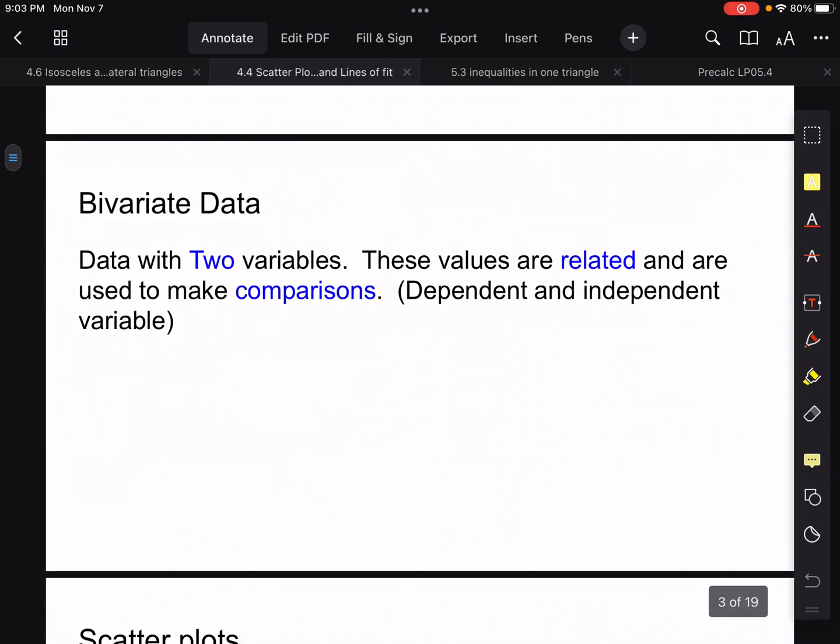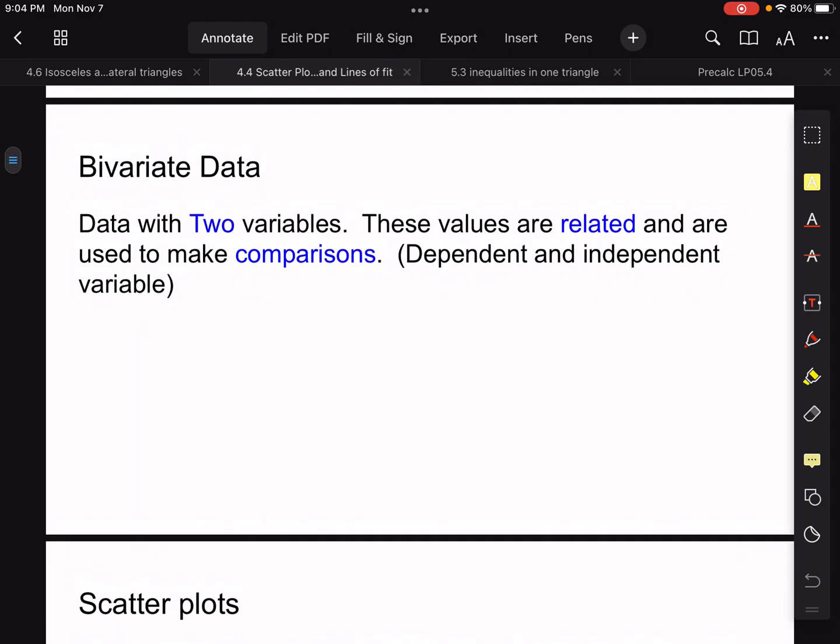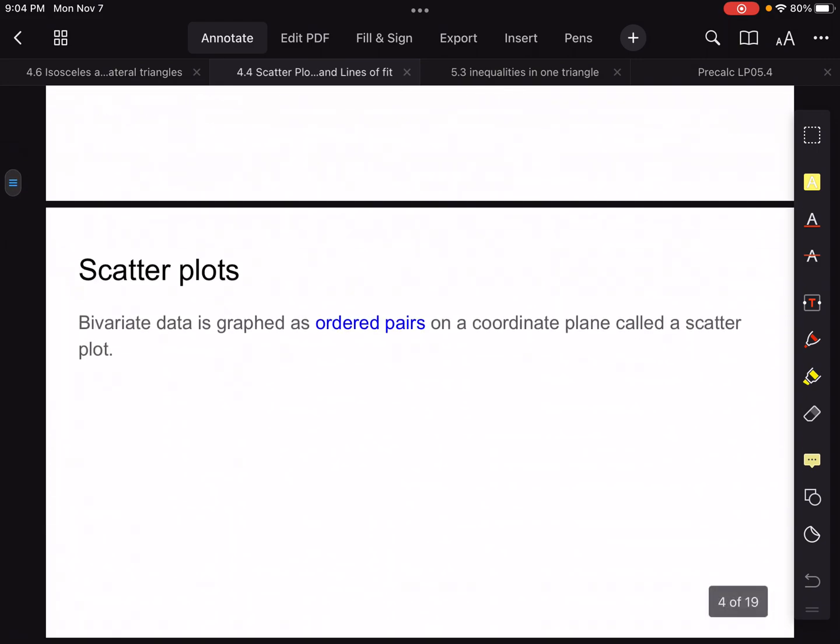First of all, let's get some terms. So bivariate data, that prefix bi should look familiar. A bicycle has two wheels, right? So this is going to be data with two variables. These variables are related and are used to make a comparison. Okay, so we often call this the dependent and independent variable. So get that in your notes. We're only looking at two variables with this assignment.